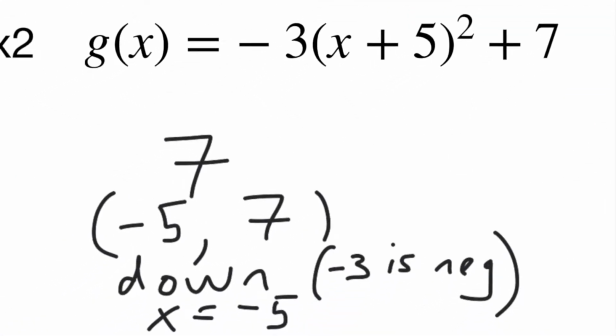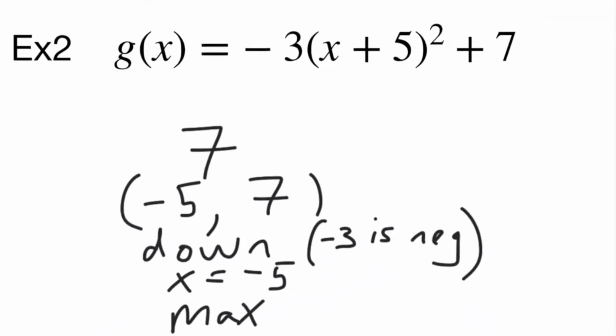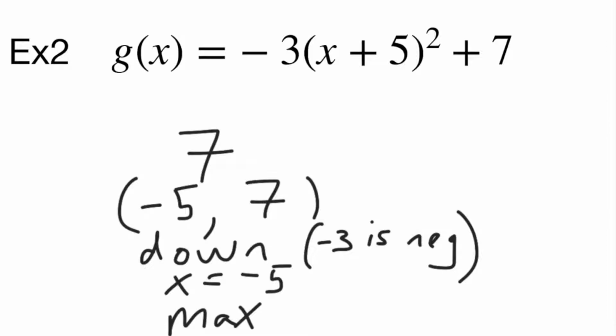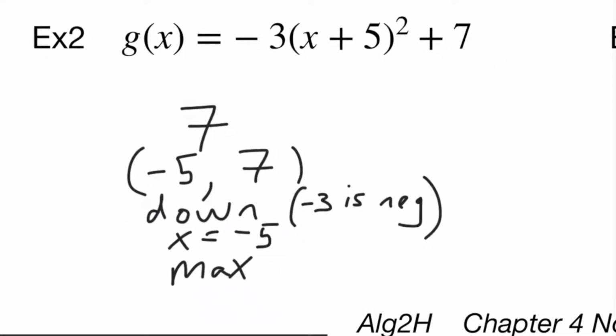Let's take another example. g of x equals negative 3 times (x plus 5) squared plus 7. What we're going to do is try to do this without looking at the graph. We can see that the maximum value is going to be 7 because that's where the vertex is. It's at negative 5 comma 7.